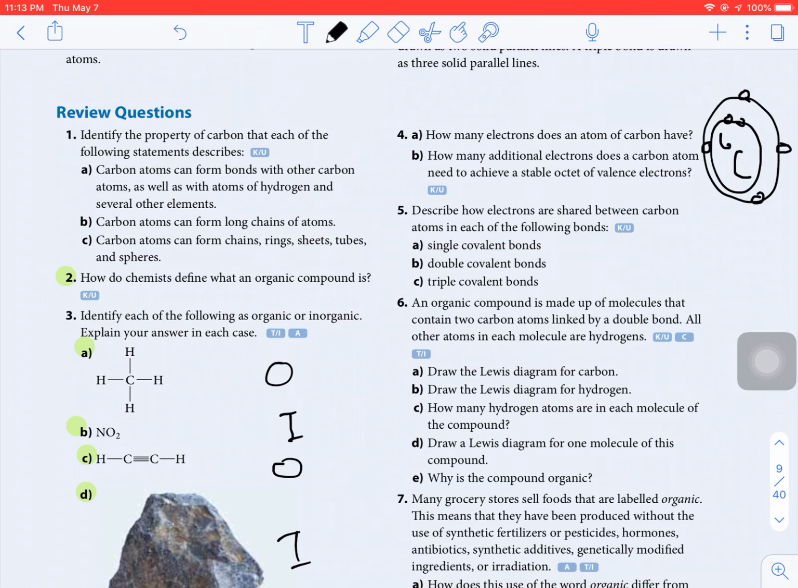It says, describe how electrons are shared between carbon atoms if they have a single covalent bond. So if I've got a carbon atom with its 4 electrons, there's my Lewis diagram for carbon with the 4 dots, and then carbon is bonded to another carbon with its 1, 2, 3, and then the second pair of dots goes in the middle here, so both carbons are contributing an electron to this pair in the middle here, and then ultimately we're going to replace that pair.